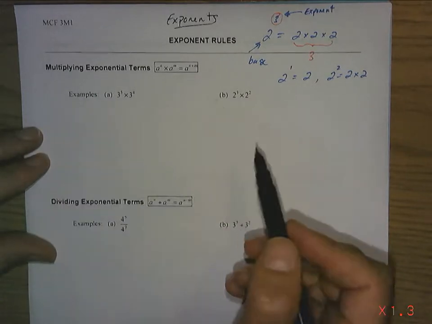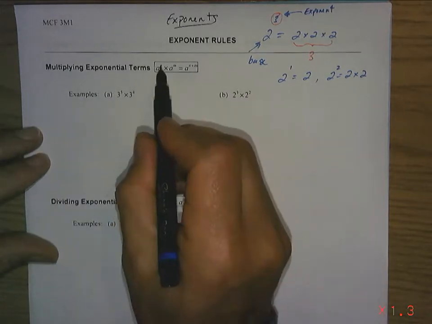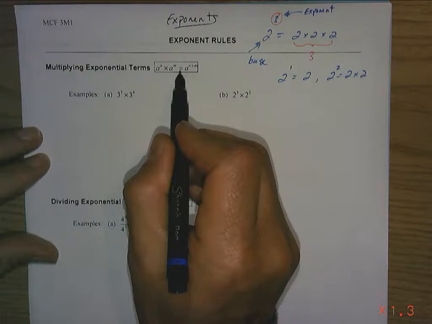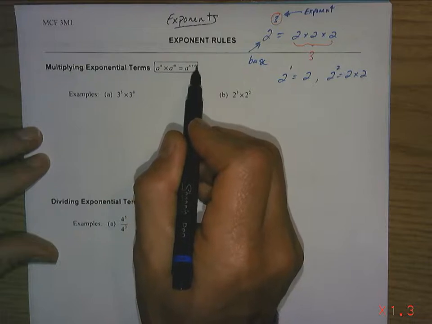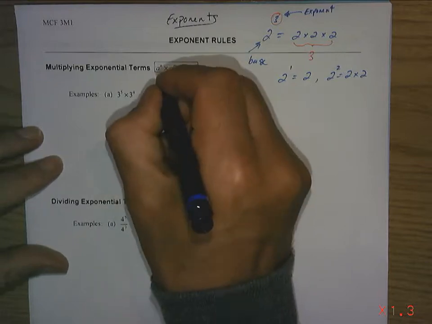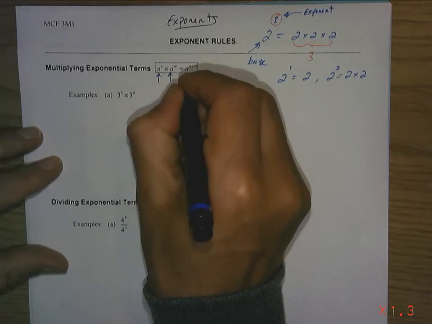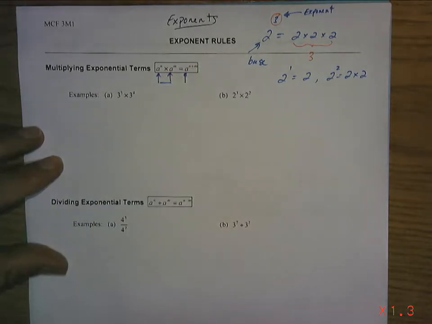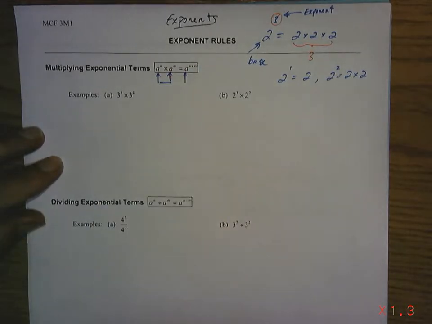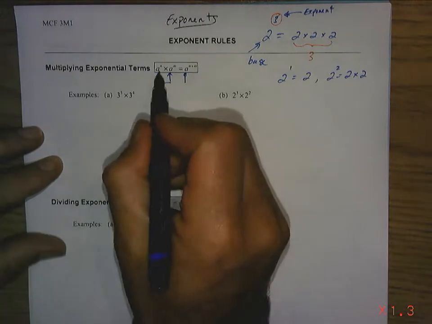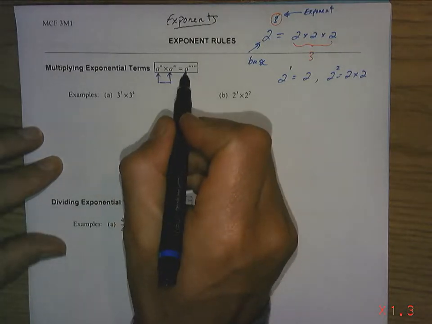Multiplying exponential terms: a to the n times a to the m equals a to the n plus m. Now notice the bases must be the same. If the bases aren't the same, then you have no business doing this rule. So it has to be the same base here, the same base here, and the same base here.